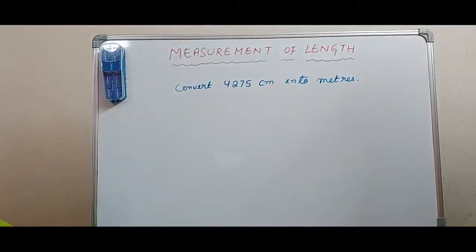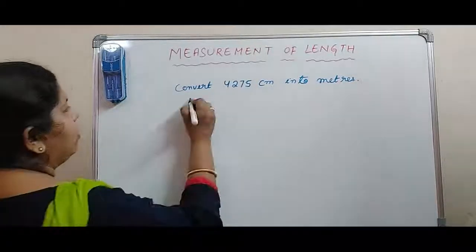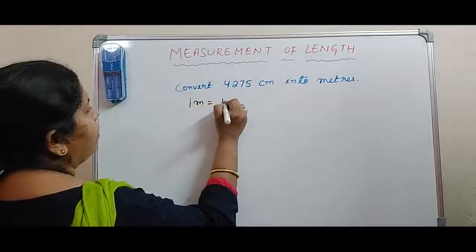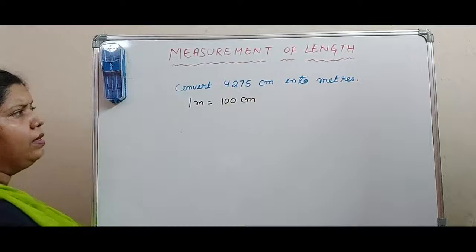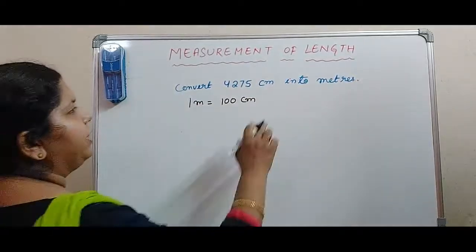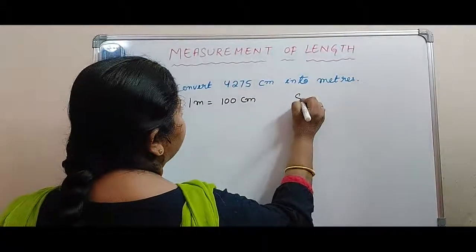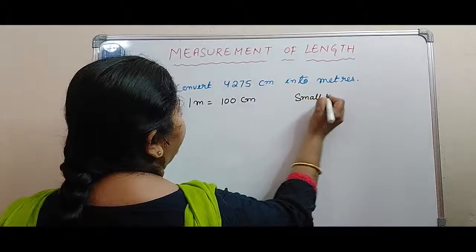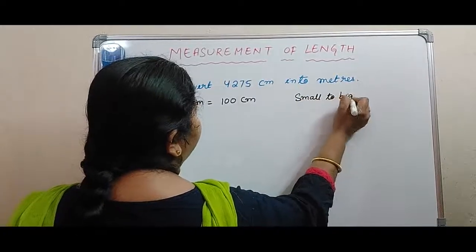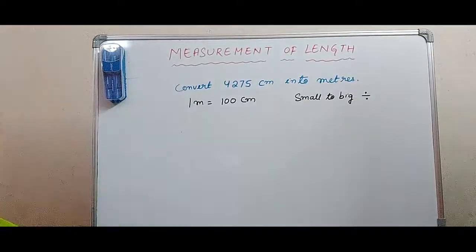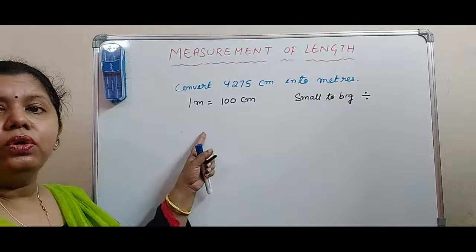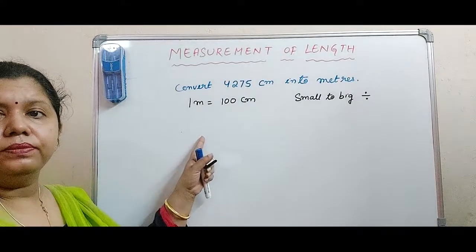So what is the first thing that comes to your mind? First we have to take out the formula. We know that 1 meter equal to 100 centimeter. This is the first formula. And the conversion is from centimeter to meters, which means it is small to big. Small to big conversion means you have to do division here. These are the two things that you have to keep in mind.